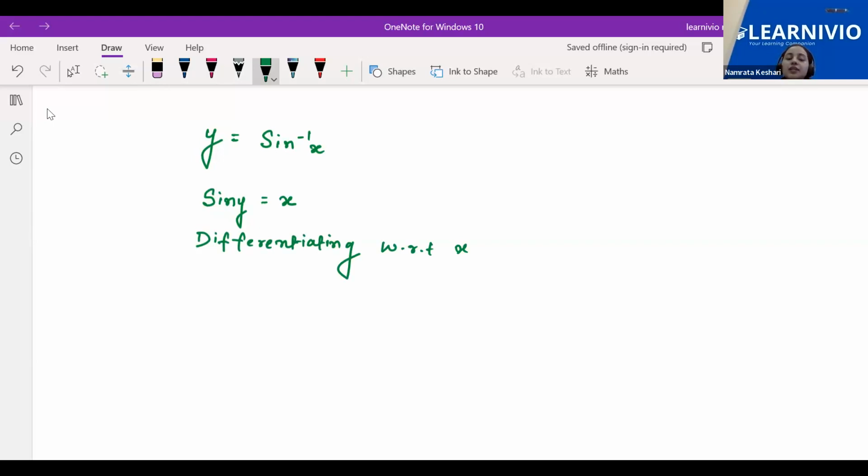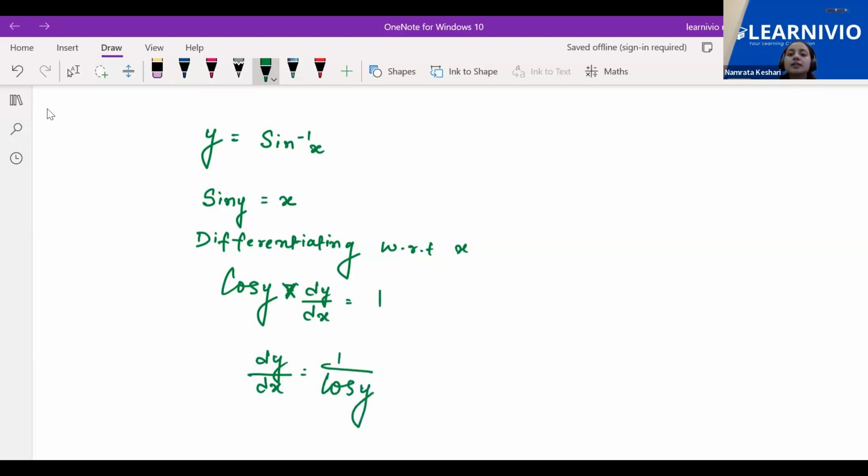Let's do the derivative with respect to x. So sine y will be cos y. Perfect. And here we'll be having anything else, into dy by dx. Perfect. And on the other side, what are we going to have, Annapurna? 1. And dy by dx will be 1 by cos y.